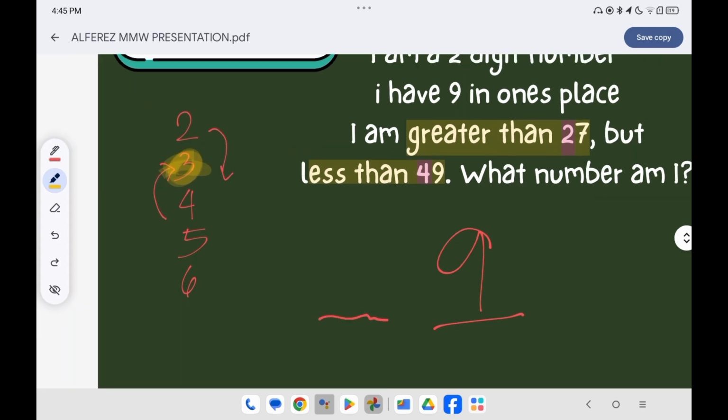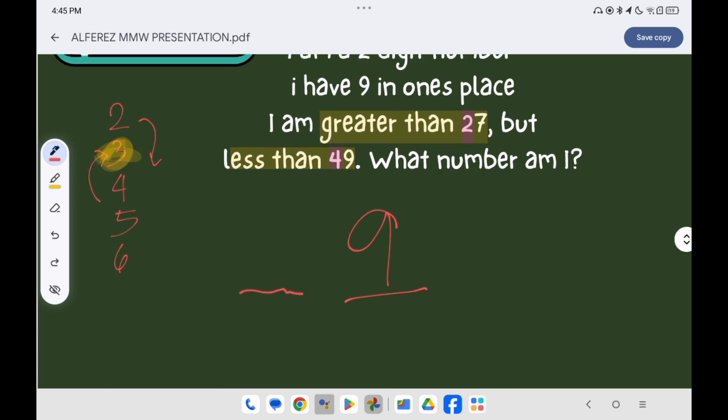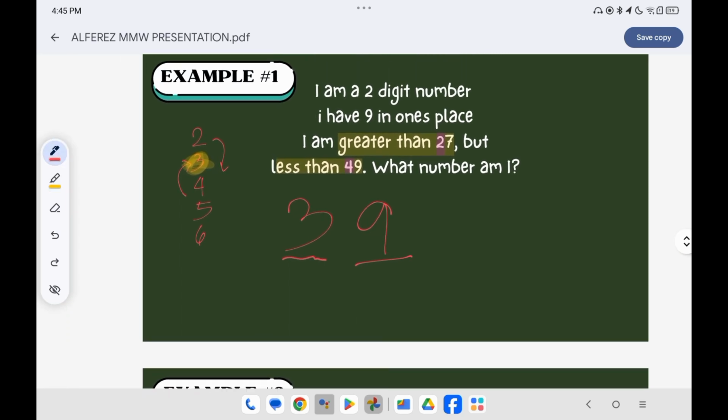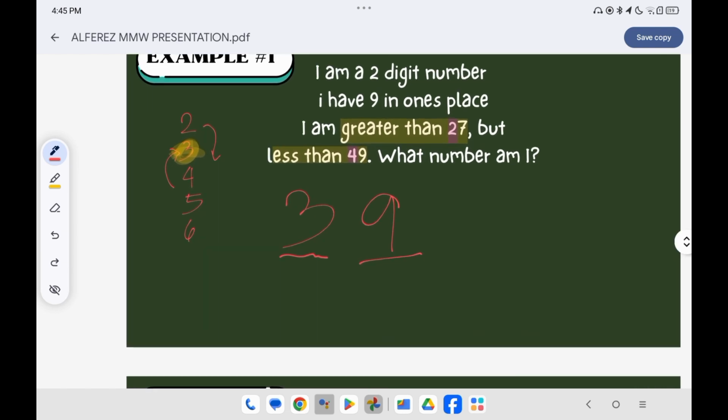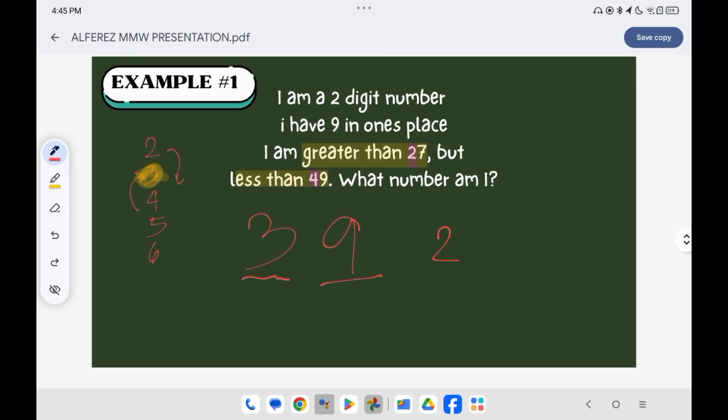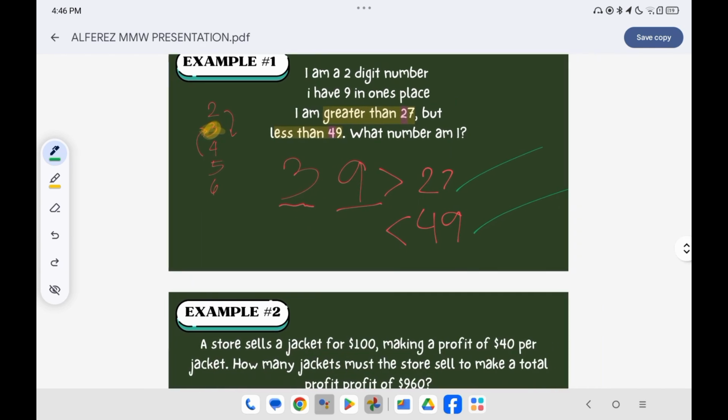Thus, the number that we should fill in the first blank line is 3. Therefore, the two digits we are looking for, which have a 9 in the ones place and are greater than 27 but less than 49, are 39. Then our guess is correct. That's the right answer. Second example.